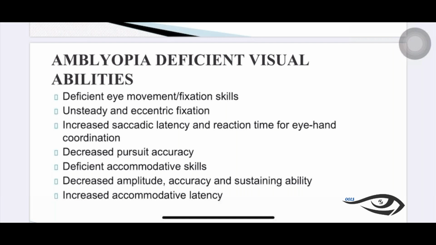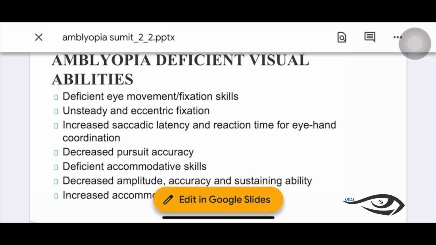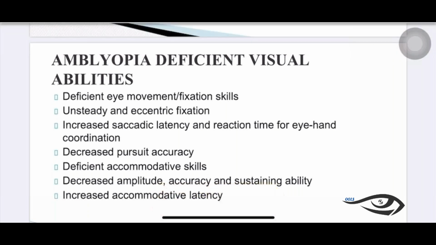Then there can be deficient accommodative skills. There can be a decrease in the amplitude of accommodation, accuracy, and sustainability of the accommodation. Then next is increased accommodative latency. So what does it mean? Whenever there is any person with amblyopia, there can be different problems in the visual skills, like in the tracking, in the focusing of the object, in focusing for a longer time, in the eye coordination. We can say that there will be different types of visual ability problems.